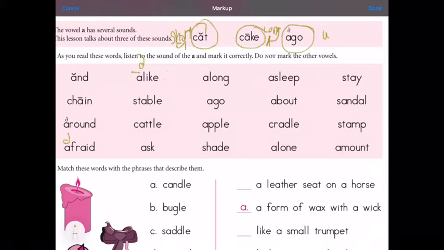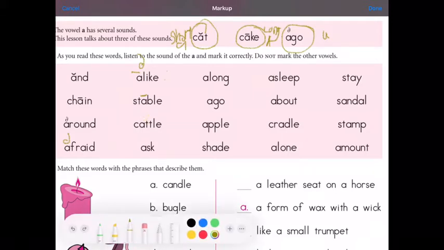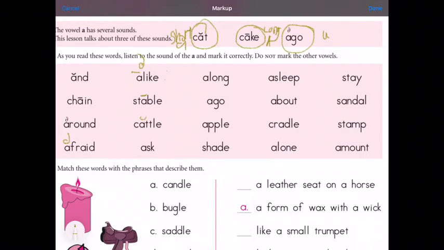Stable. The A is saying what? Stable. A. You hear the A in that word. So it should go straight line. Cattle. Cattle. So you see cat is right there. Cattle. It's saying a. So you should curve. Oops. That doesn't look right. You should do a little curve. So go ahead and do the rest of these.